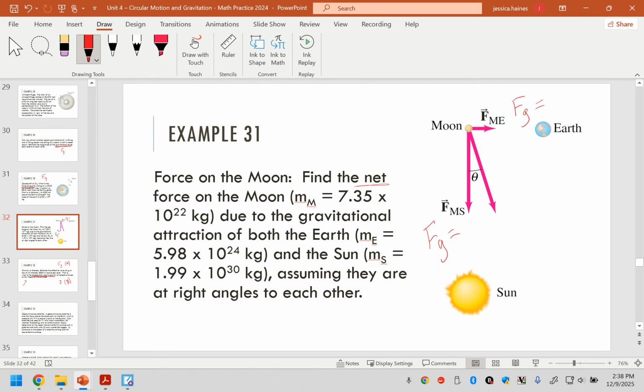And then this is nothing different than vectors. If you have two vectors pointing at a right angle, you're basically just finding the hypotenuse. So a squared plus b squared gives us the net force. The moon is feeling a force from both of these things, and together you sum those forces just by using Pythagorean theorem.